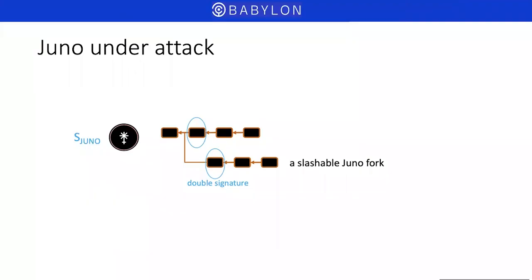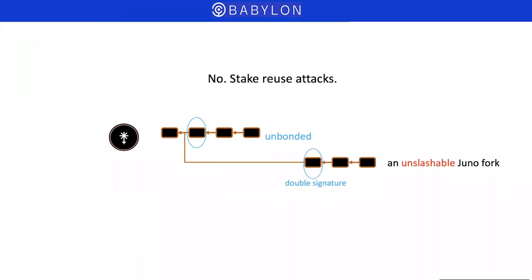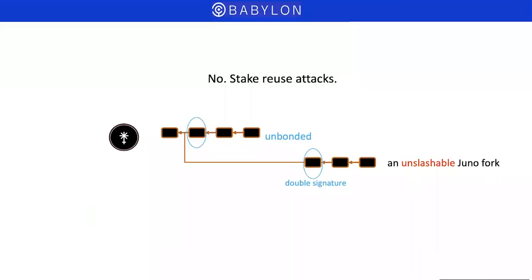Now, unfortunately, not all attacks are slashable. Here's an example of an attack that's not slashable. To slash someone, you not only have to catch them and prove that they have double signed, you also have to be able to slash the stake before they unbond. If they have already unbonded and then grow the fork, which they can do because they still have the keys and signatures, then although they have double signed, they cannot be slashed. So this is an example of an unslashable fork.